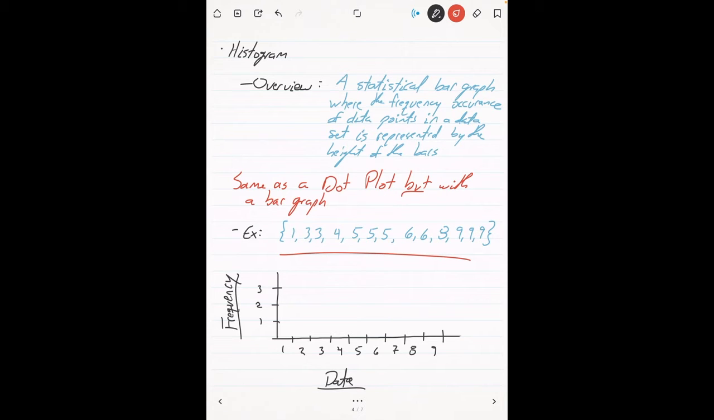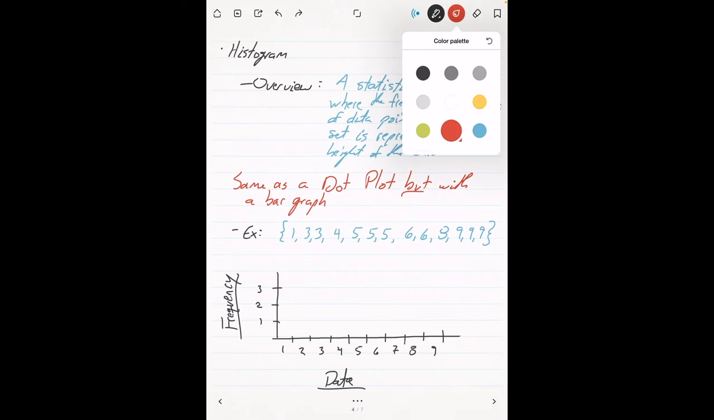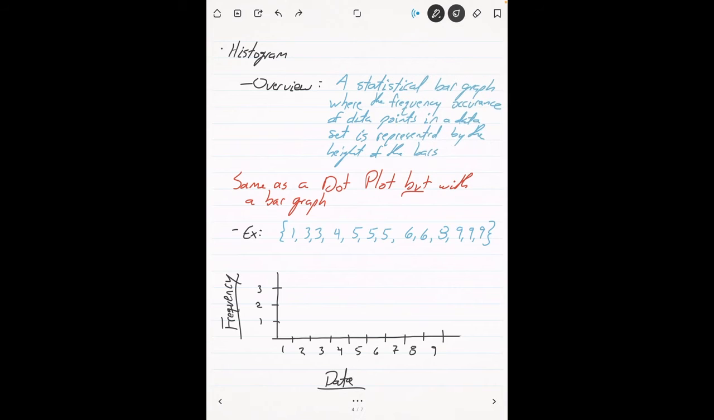The 1, the 3, the 3, 4, 3 5s, 2 6s, an 8, and 3 9s. And I want us to recreate this graph, but instead of doing a dot plot, we're going to do a bar graph. I'm going to try my best to draw this here. Now, the number 1 only occurs one time in the data set. So again, we're saying how often is the frequency? How often are these numbers occurring? So how often does the number 1 occur? Well, it only occurs one time in the data set.